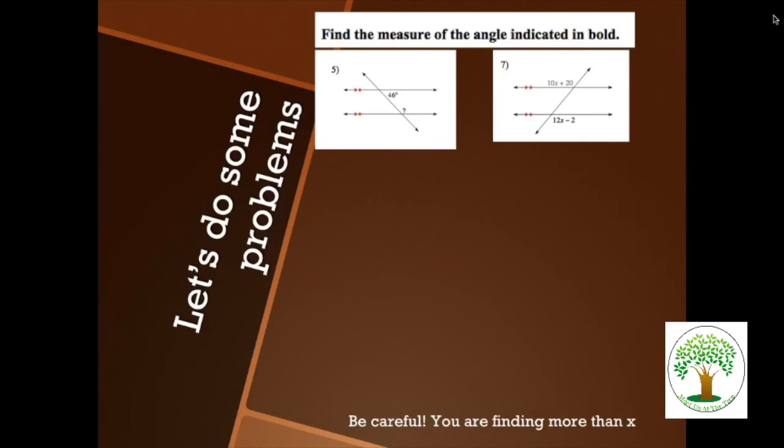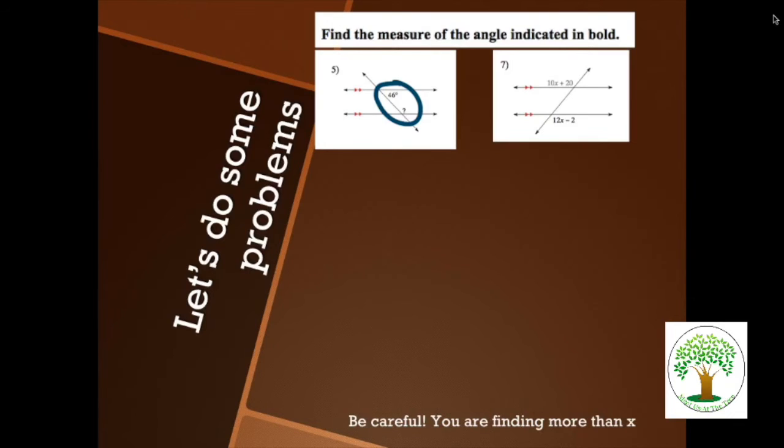Find the measure of each angle indicated. Okay, so number 5, what kind of angles are those? Are those alternate interior, corresponding, alternate exterior, same side interior? What are those? Same side interior. So look in your red chart that you just made. Same side interior. Are those supplementary? Are those equal? That was the 2 options. Are they congruent? Supplementary. They're supplementary.